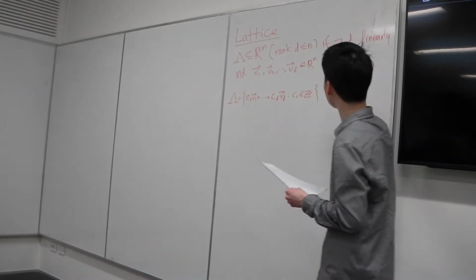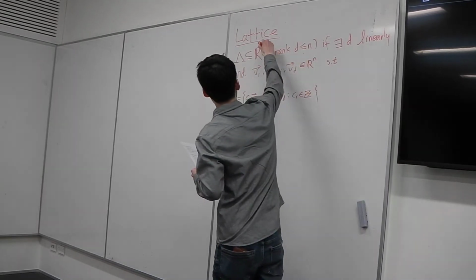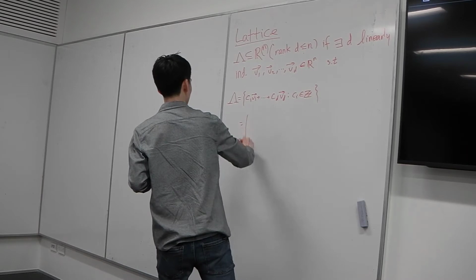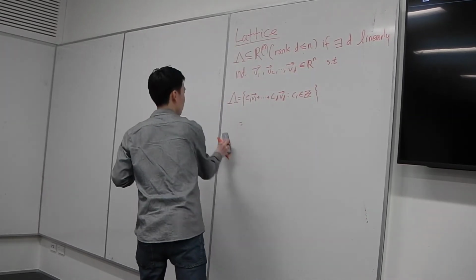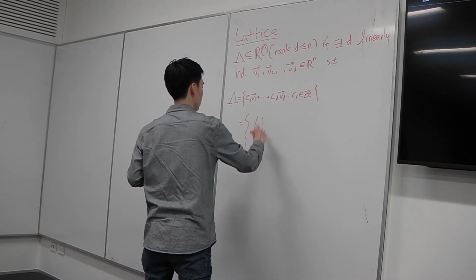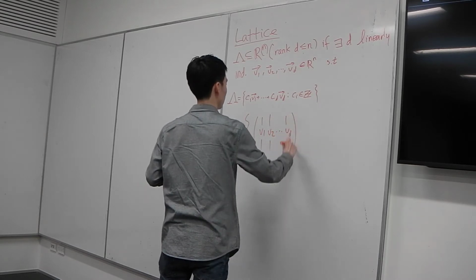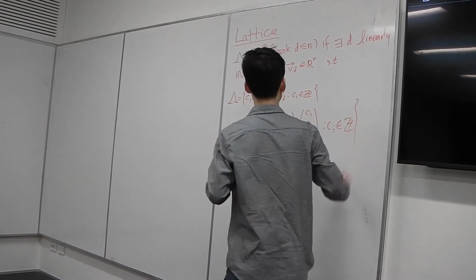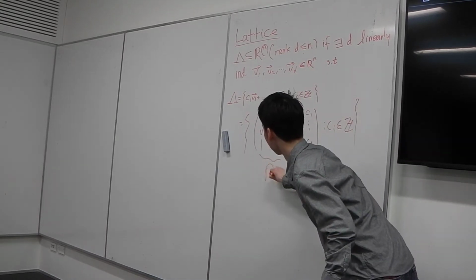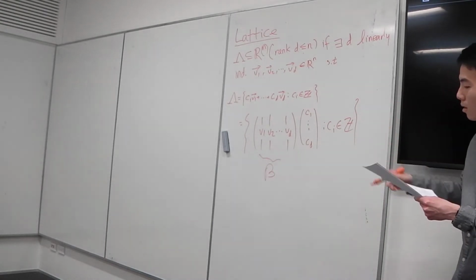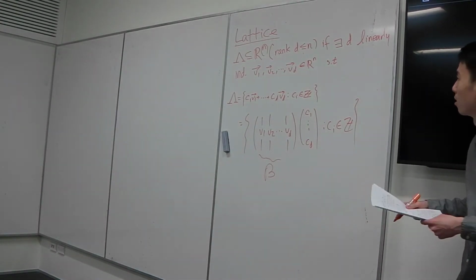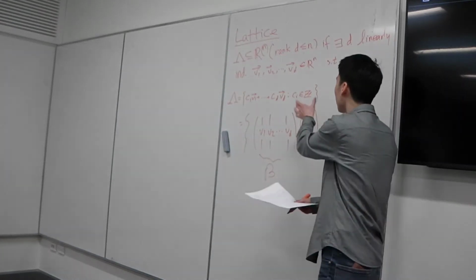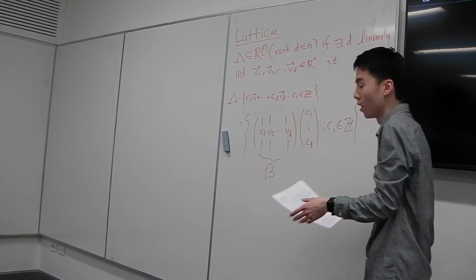In particular, if the number of vectors d is equal to n, we say it is a full rank lattice. And to make it simpler, we put the vectors into a matrix, and we call this B, the basis matrix of the lattice that generates it. That's pretty much the definition. We all know real coefficient linear combinations. But for a lattice, all you've got to do is change the coefficients into integers. That is the definition of the lattice.